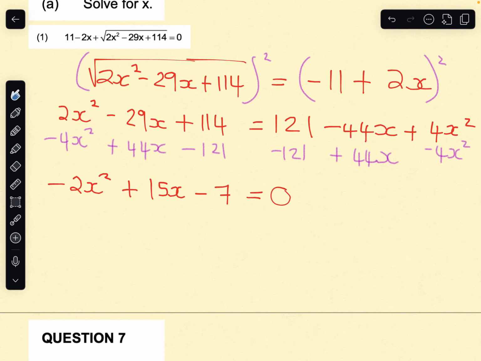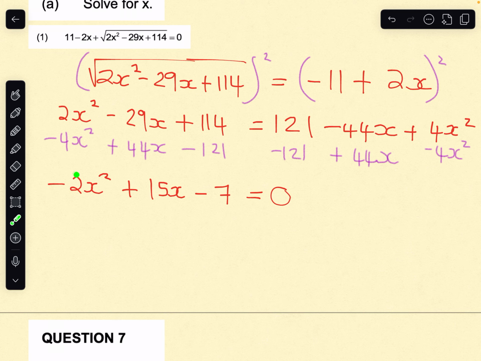I'm going to attempt to factorize it. It looks factorizable. How do I know that? Well, if I times negative 2 with negative 7, I get 14. And I can immediately think of factors of 14 that would add up to 15. 14 and 1 would add up to 15. So that tells me that it's factorizable.